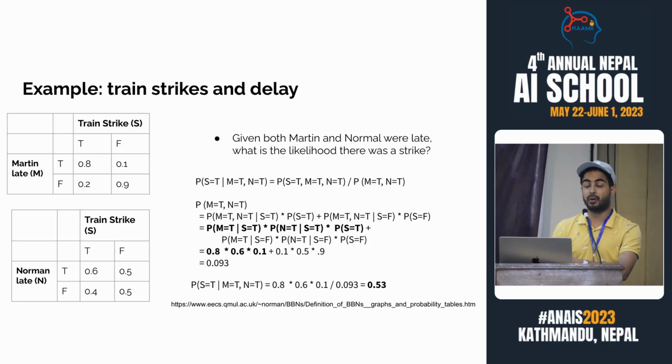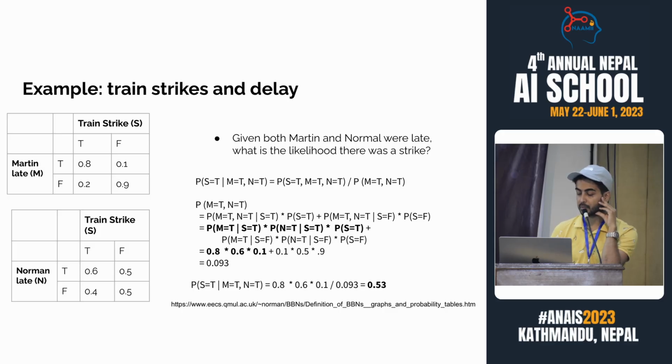Because we're observing that they're both late. And okay, Norman's not very reliable, but if Martin's late, then it's quite likely that there was a strike, right? So we do this computation, and we again use the same idea as before, where first we need to compute this lower part, the M equals true times N equals true. We need this probability, and this can happen when S equals true, but also when S equals false. That's why this computation is a bit long. We get the probability that Martin is late and Norman is late, and we need to sum it for both false strike and true strike. And this probability is already computed here.